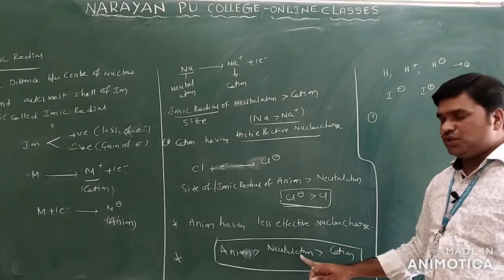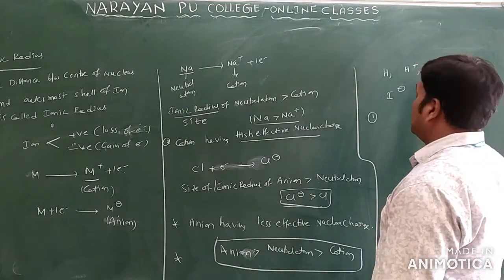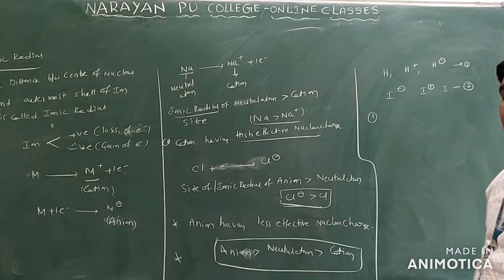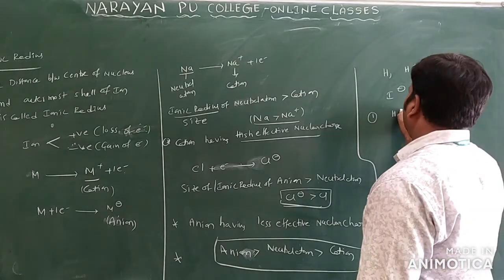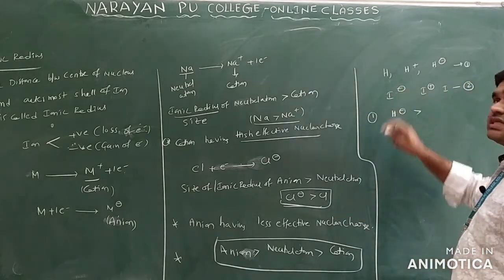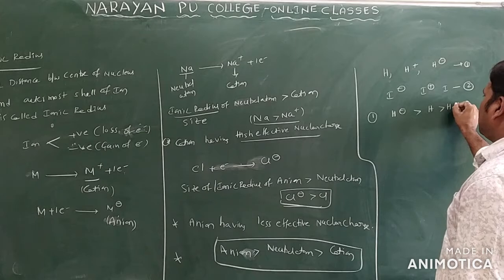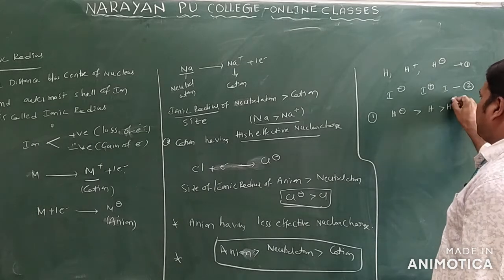Anion is greater than neutral atom, which is greater than what? Cation only. What is the anion among those? Negatively charged species we call the anion. So I will write here H minus greater than neutral atom. Among H plus and H, which is the neutral atom? H is the neutral atom, which is greater than H plus only. This is the positive charge we have.